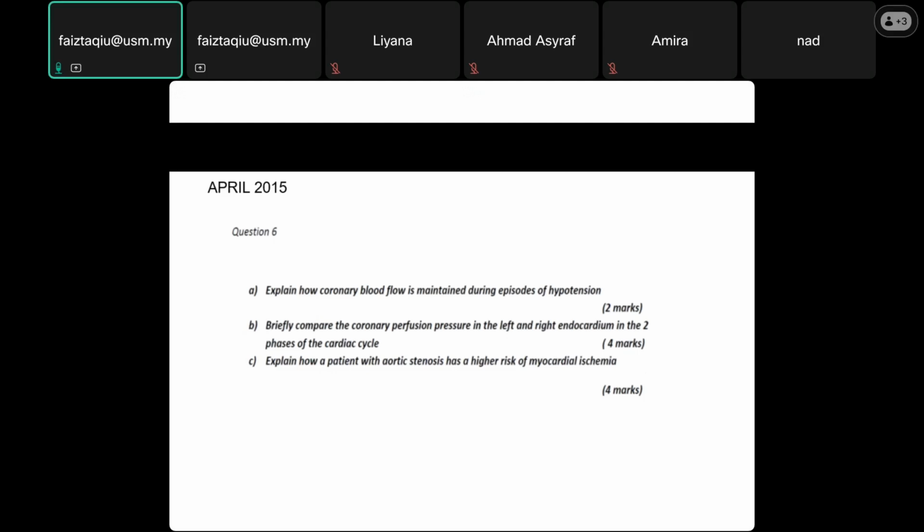For marks, left endocardium, right endocardium, blood flow for both the coronary arteries are from the aorta lah, with the aortic root pressure as the driving pressure for perfusion. So can be divided into, kalau left side, the pressure is much higher lah. Left endocardial systolic and diastolic pressure is 120/0 lah. Whereas for the right endocardium, systolic and diastolic pressure are 25/0.